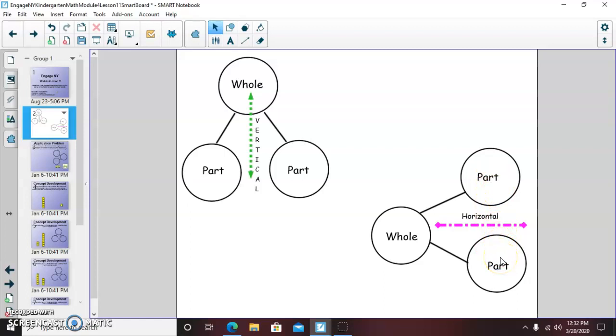Now remember, it doesn't matter where we put our two parts, but the circle does matter. So we have our whole, and we need to remember 2 lines, 1 circle is our whole. Same thing here. 1 line, 2 lines, 1 circle is our whole. All right, so let's get started.